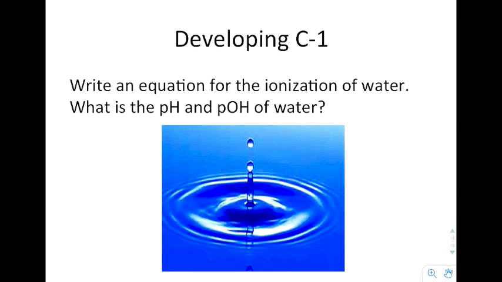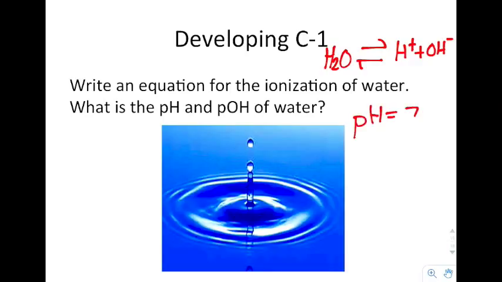Now, write an equation for the ionization of water. What is the pH and pOH of water? The equation that we have is H2O goes to H plus and OH minus. Whenever you do that, you can say that the pH of water is 7 and the pOH of water is 7. Water is generally considered to be neutral. Now that assumes that it's pure water, that the ionized water doesn't have other things dissolved in it, which can affect the pH.